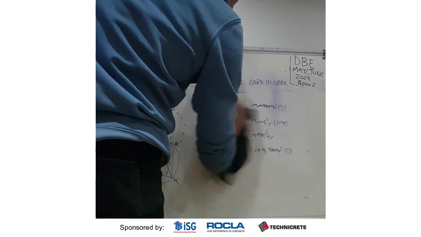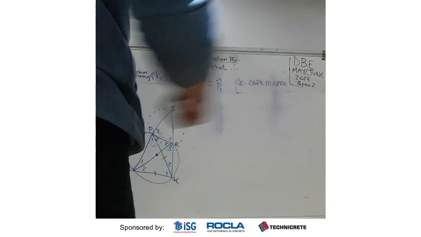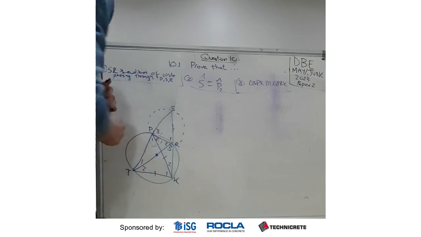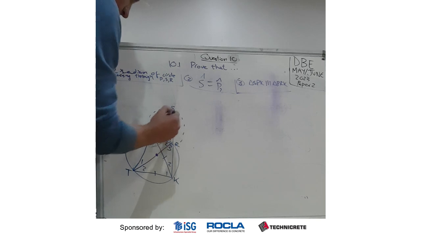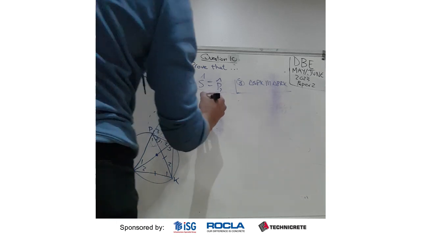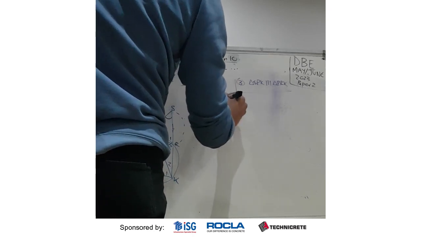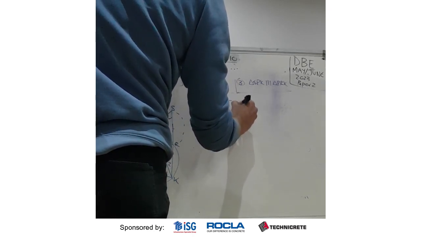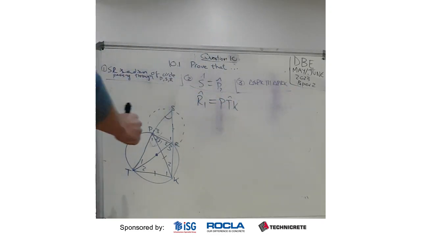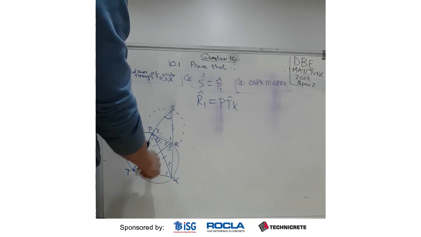Let's look at 10.1.2. That asks us to prove that angle S is equal to angle P2. So we're trying to prove those two equal. Now the way to do that, let's start with angle R1, which is equal to angle PTK. PTK, that one there, is equal to angle R1.